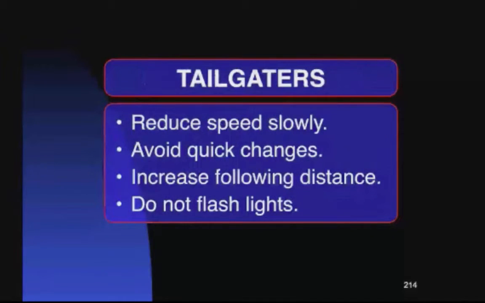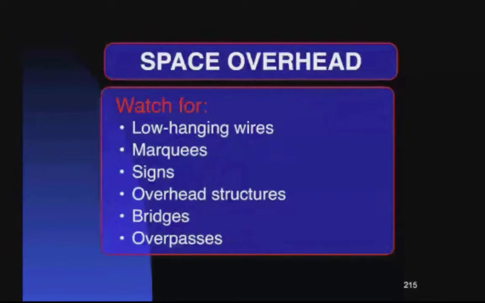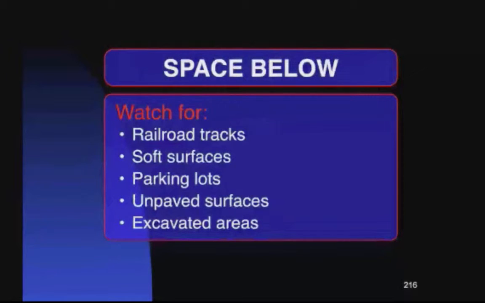Tailgaters, reduce speed slowly, avoid quick changes, increase following distance, do not flash lights. Space overhead, watch for low-hanging wires, marquees, signs, overhead structures, bridges, and overpasses. Space below, watch for railroad tracks, soft surfaces, parking lots, unpaved surfaces, excavated areas.